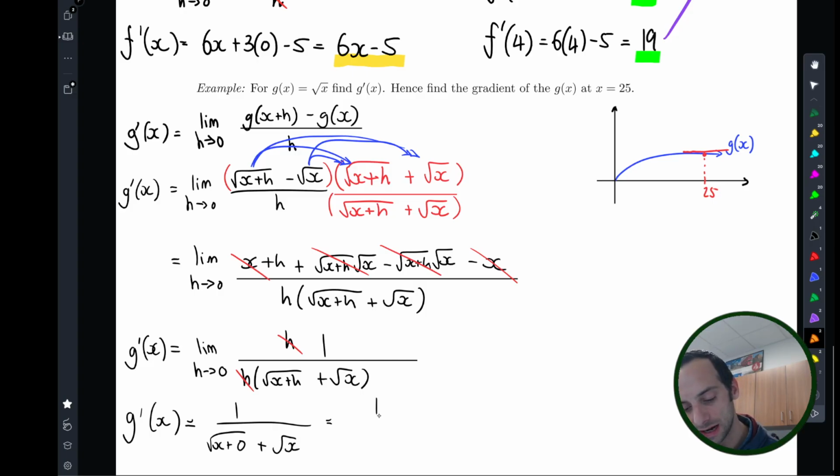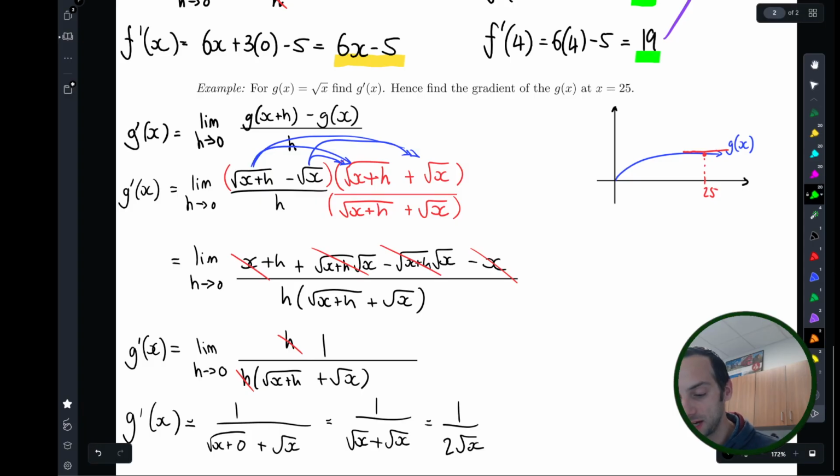The limit can go away. This should leave us with 1 over the square root of x plus the square root of x, which is 1 over 2 square root x. And that's it. We've done it. That is our second successfully calculated derivative.